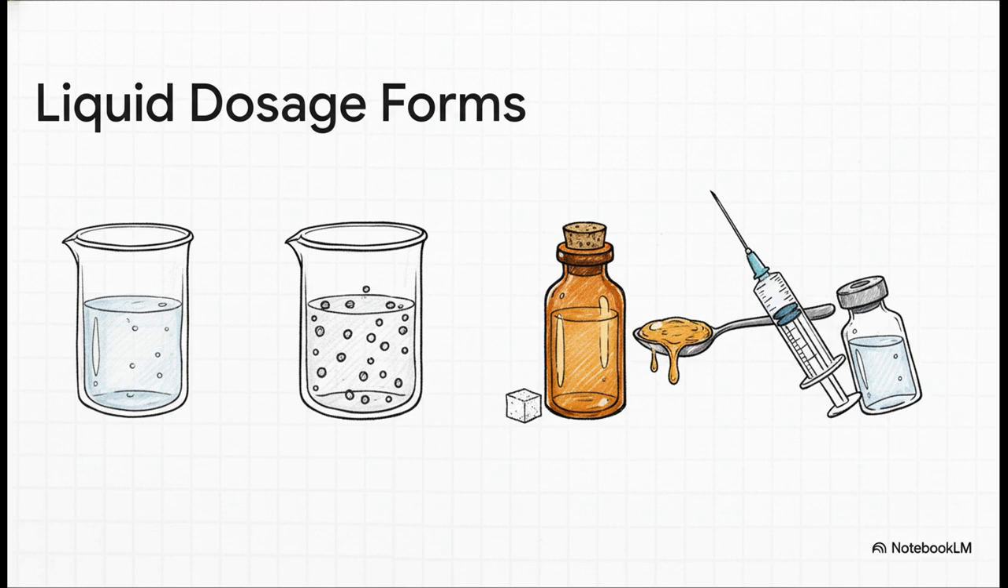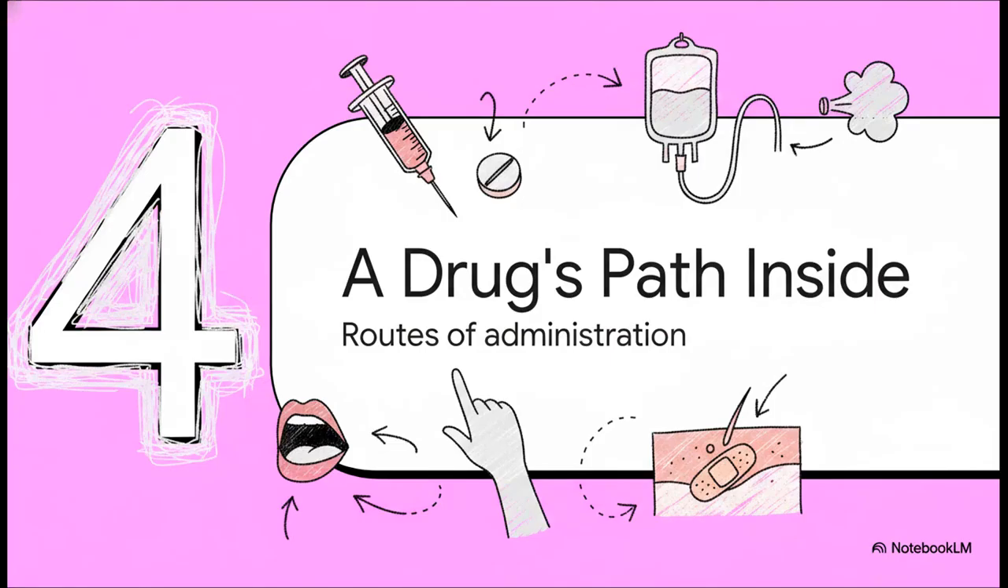These are sterile liquids made to go directly into the body, completely skipping the digestive system. Remember that point. And that idea of skipping the digestive system brings us perfectly to our final section for today: a drug's path inside. This is all about the different routes we can use to get a medicine from the outside to the inside, where it can finally do its job.